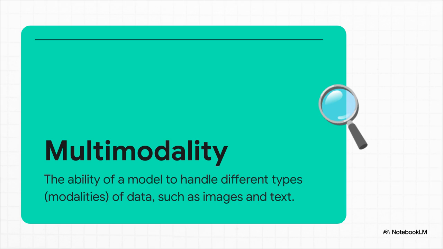It sounds super technical, but it's actually pretty simple. It's just the ability for an AI model to process and understand information from different types of data, or modalities, like text and images, all at the same time.